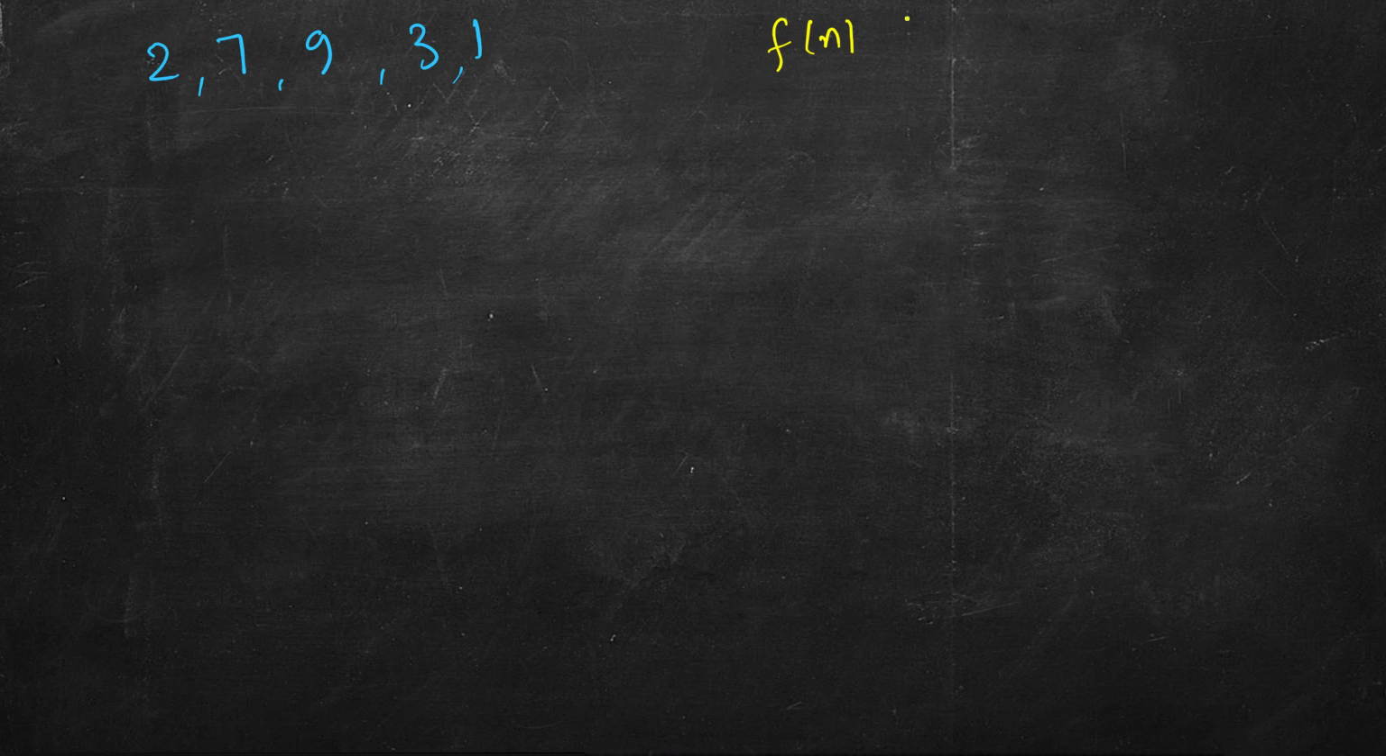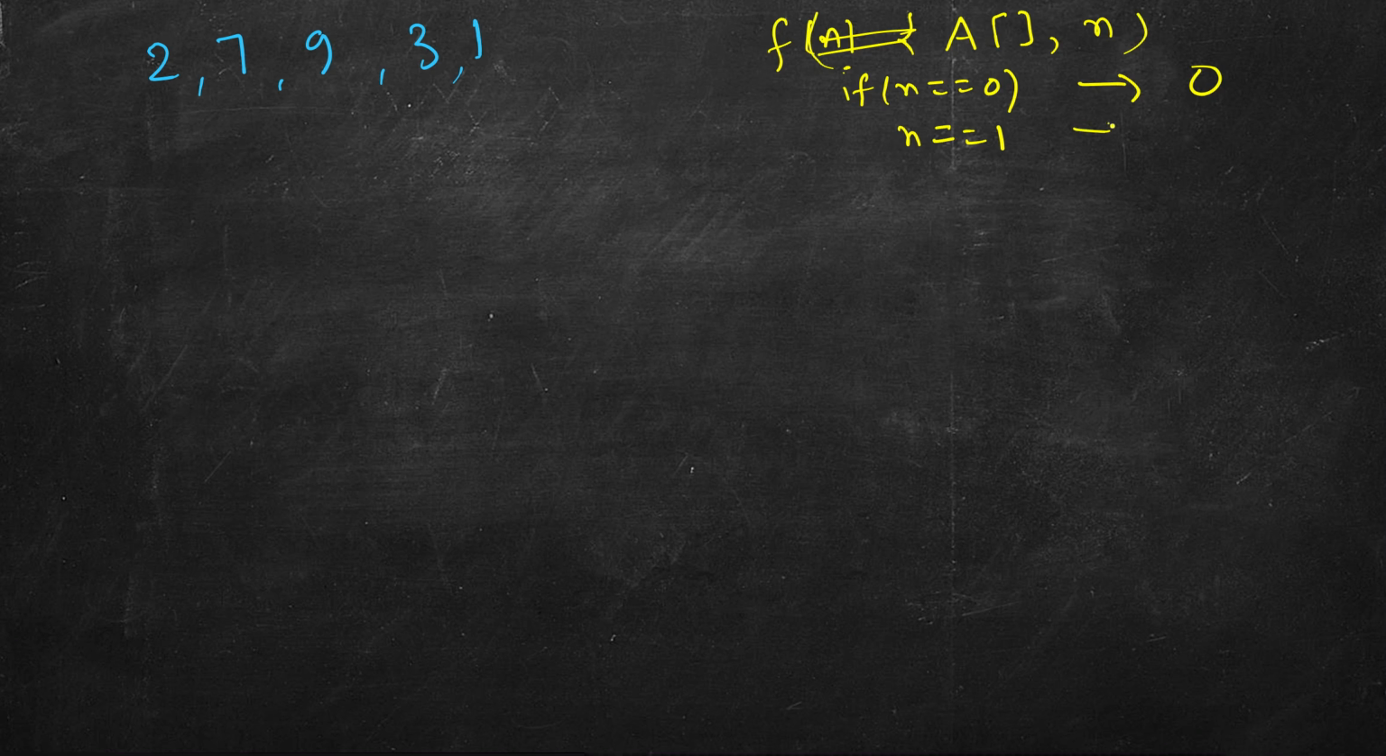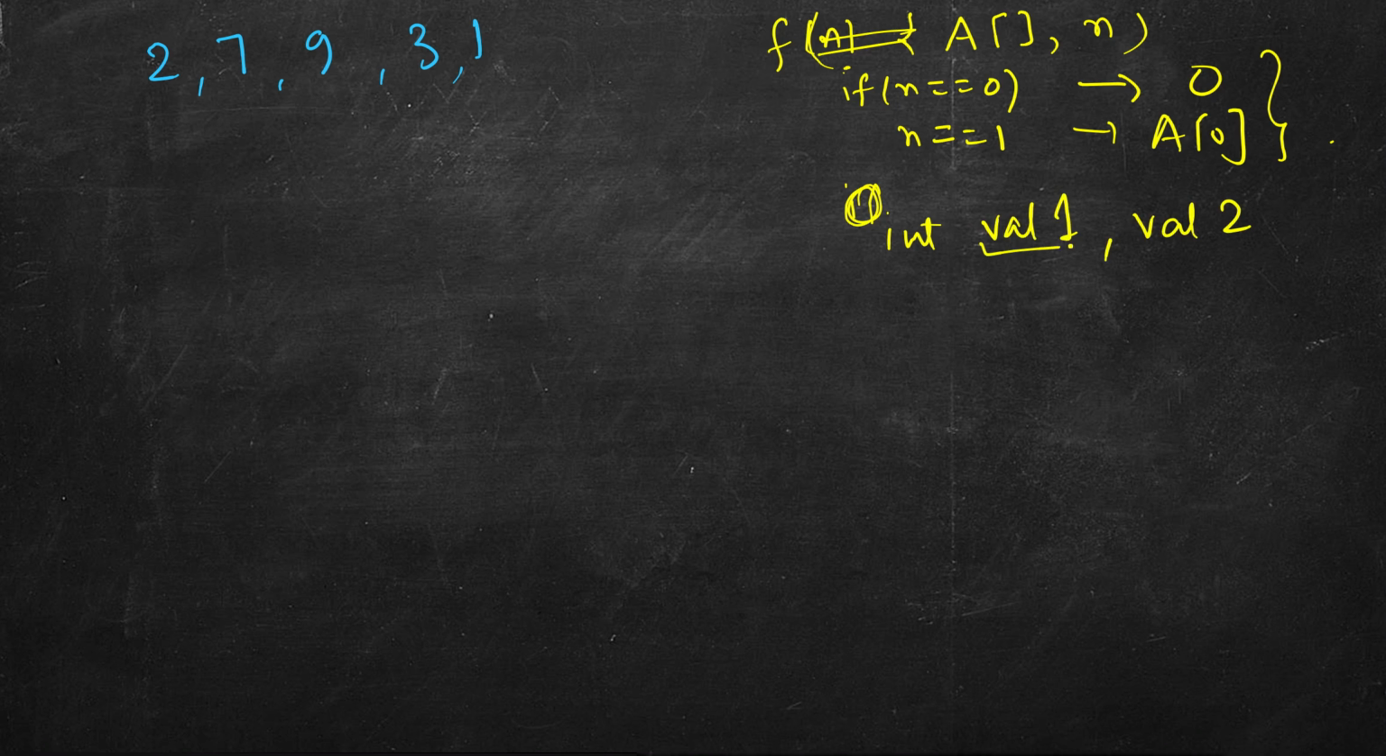So we have fn. If n is 0, then return 0. If n is 1, return, let's say we have a. And I am writing n here, but we will need to calculate this n here, a dot size or length. If n is 1, return a0. So these are the base cases. Next, we will keep two values. What are these values? Let's call them val1 and val2. So initially this will be a0 and this will be max of a0 and a1.